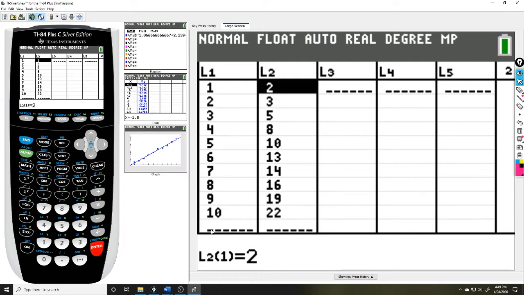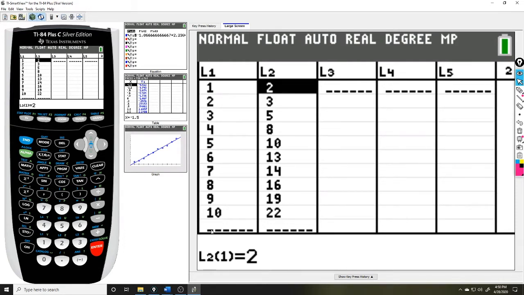Hi everyone, in this video we're going to talk about how to make a residual plot. And this is actually probably the most difficult thing that we do in the calculator the whole year, making a residual plot. So either you're watching this as the chapter is going on, or you're watching this as a review at the end of the year because you forgot how to do this. So let's look at how this works.